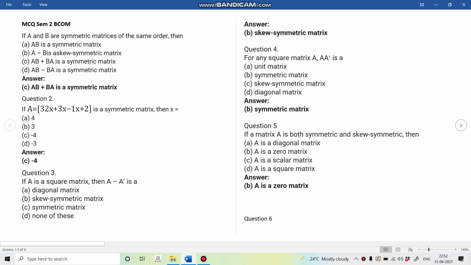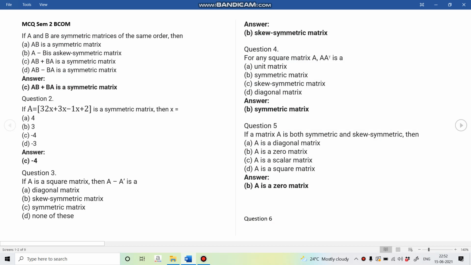MCQ set 2, this is for the practice paper. If A and B are symmetric matrices of the same order, then AB is a symmetric matrix, A minus B is a skew symmetric matrix, AB plus BA is a symmetric matrix, and AB minus BA is a symmetric matrix. So the answer is AB plus BA is the symmetric matrix.